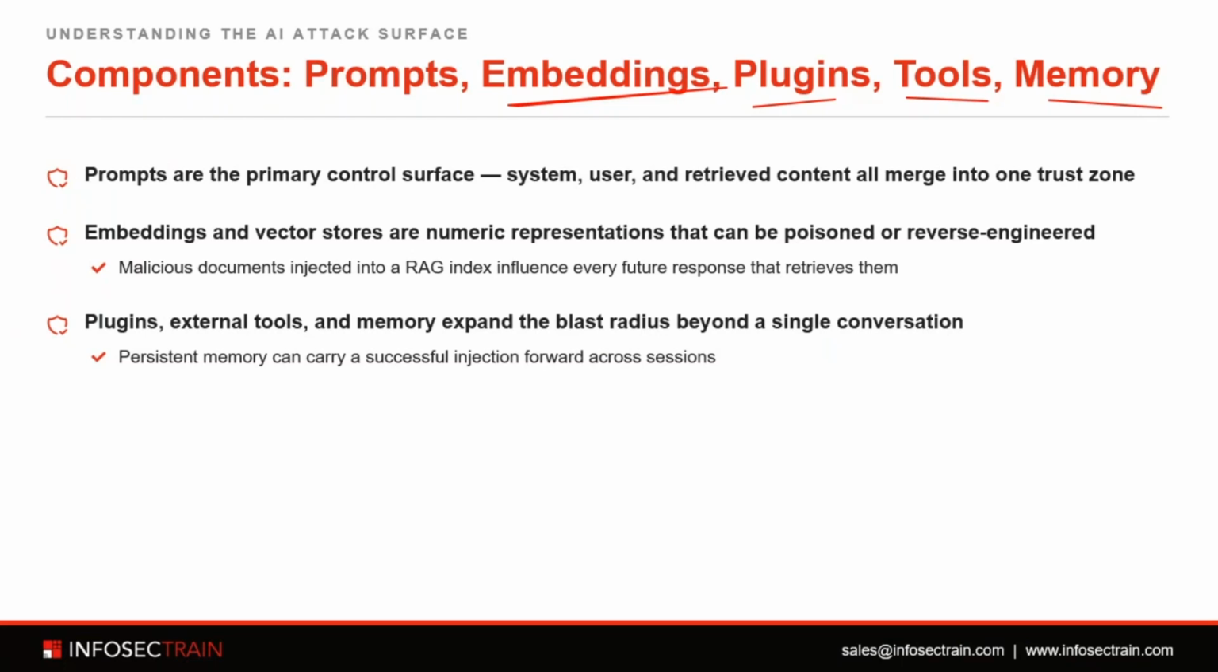Now, when we are talking about LLMs, these are the components, right? Prompts, embeddings, and plugins, tools, memory. So the very first one we have is the prompt, and prompts are the primary control surface where system, user, and retrieved content all merge into one trust zone.